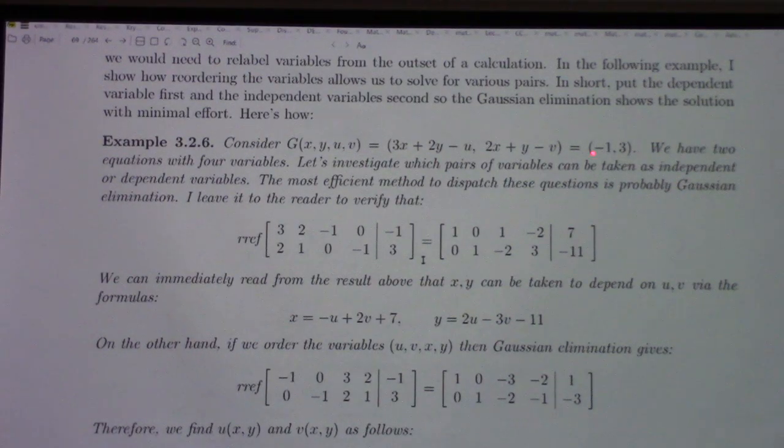Minus 1, 3. Now these are linear equations, so I can use techniques of linear algebra to solve for it. I calculate the row-reduced system of this equation. I get this, and that reveals to me that the general solution set has the form x equals minus u plus 2v plus 7, and y equals 2u minus 3v minus 11. Apparently, we can make x, y depend on u, v if we wish. This is a standard calculation. So we can solve these 2 equations and 4 unknowns for x and y.